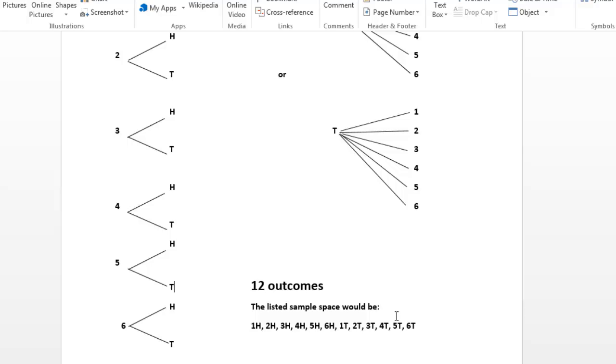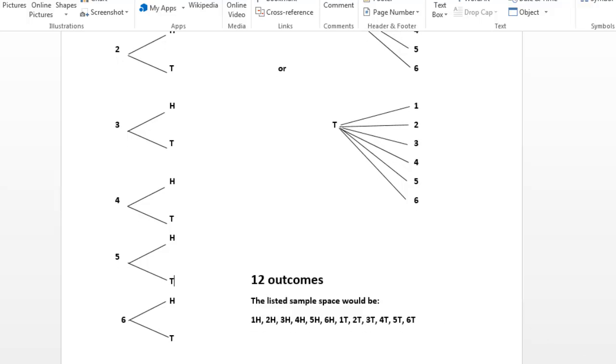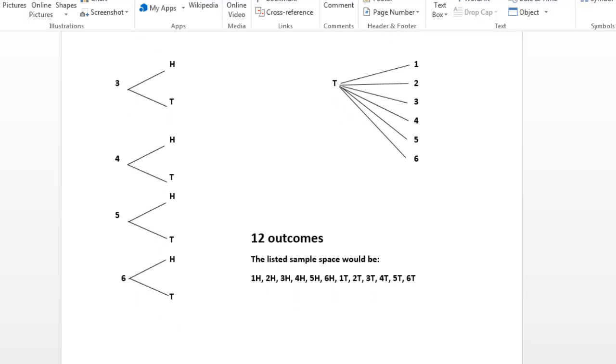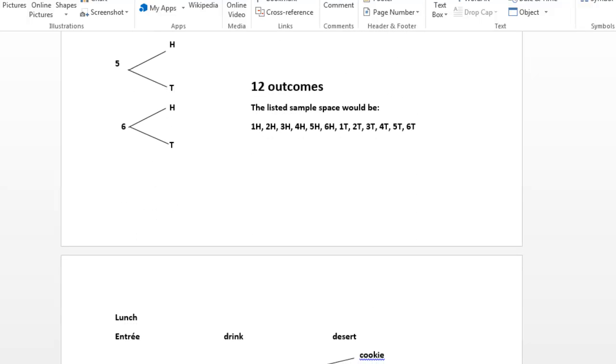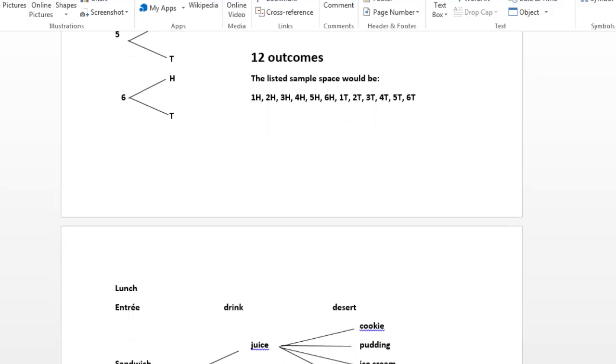You can also make a tree diagram for an experiment with more than just 2 events. If you had to get lunch at the cafeteria and had an option of either a sandwich, soup, or hot dog as an entree, juice or milk for a drink, and cookie, ice cream, pudding, or cake for dessert, you could find all of the combinations of lunch in a tree diagram.